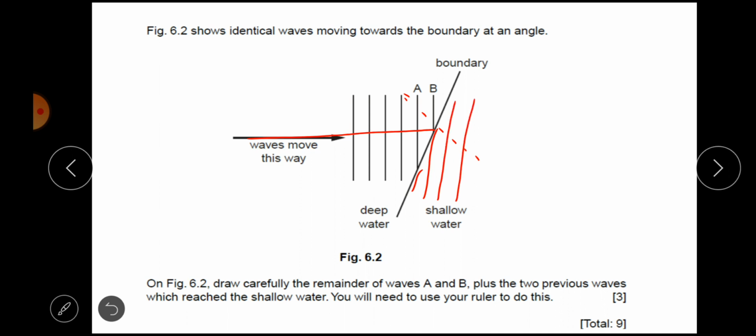So just draw it, it will be something like this. Just draw what? The wavelengths in the shallow region to be smaller. Mine are not very clear because it's very difficult to draw here.